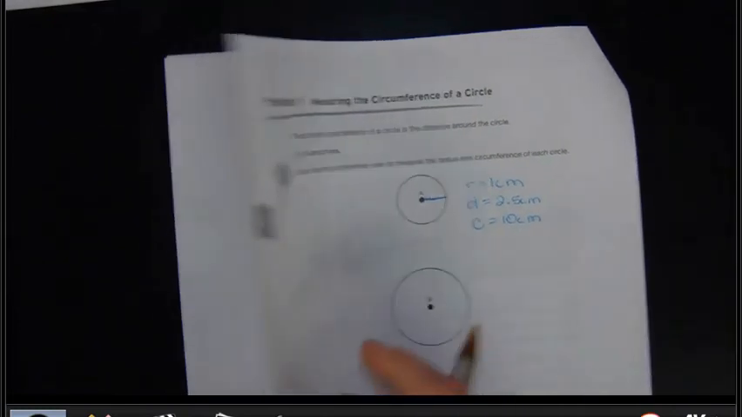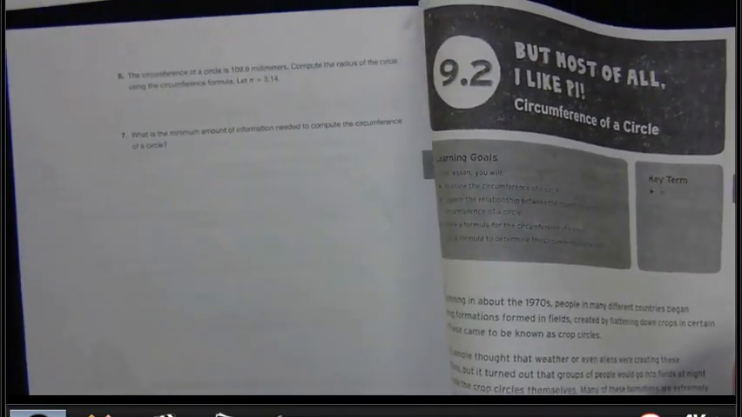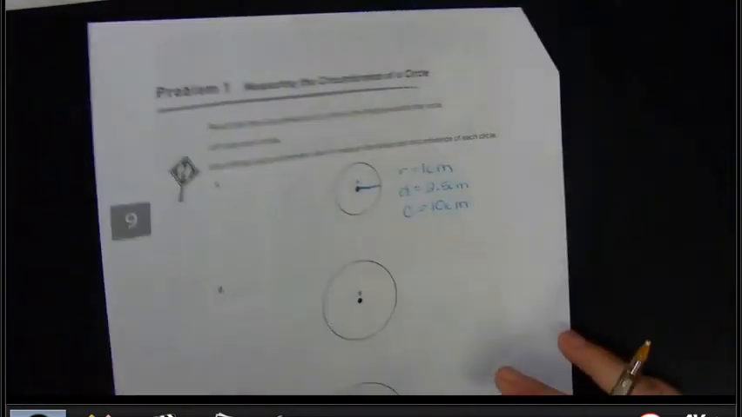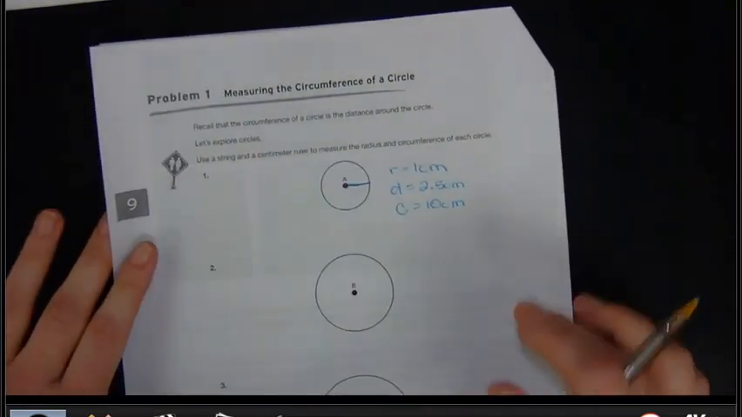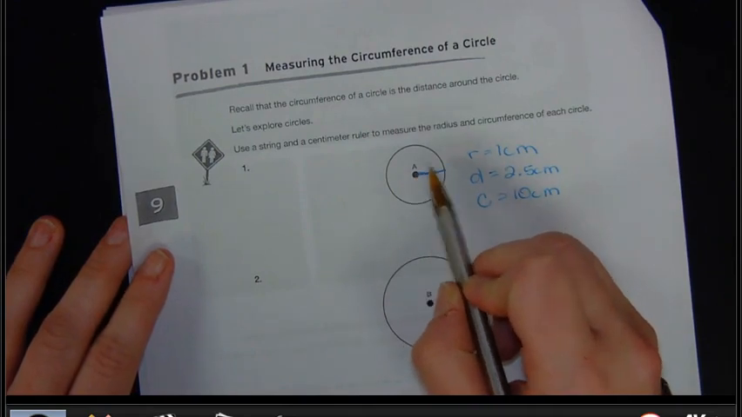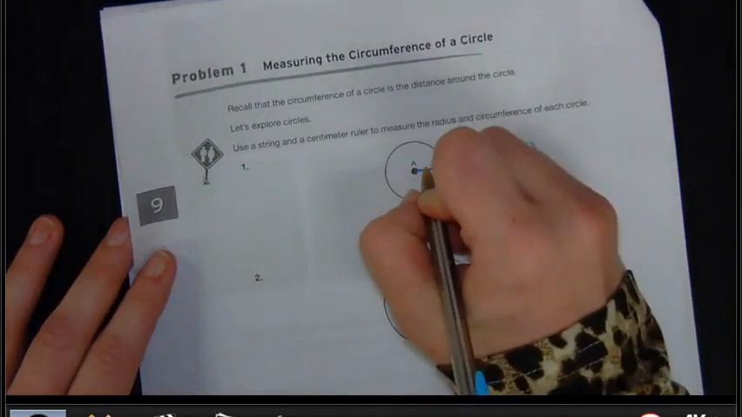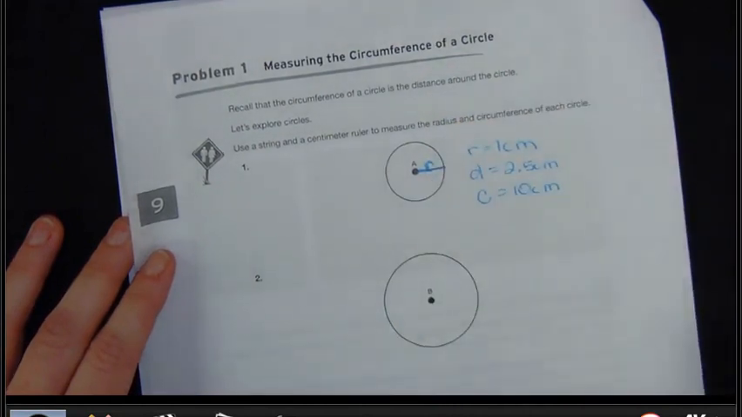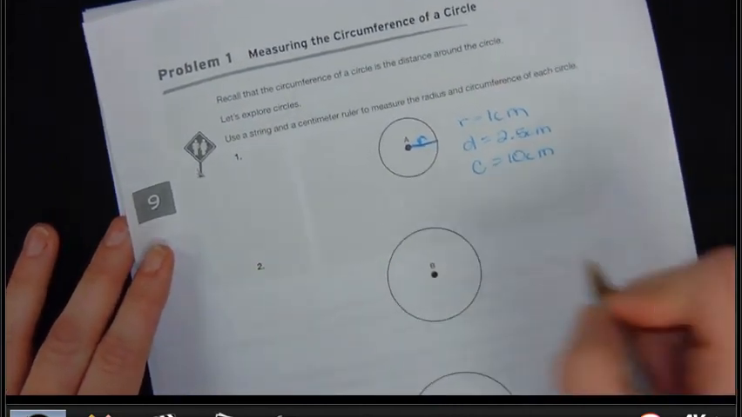Hello. All right. So today in class, we were looking at 9.2, the circumference of a circle. We were using wiki sticks and rulers to measure the radius, which is from the center to the edge. Okay, so this is my radius. Measure the radius of circles.